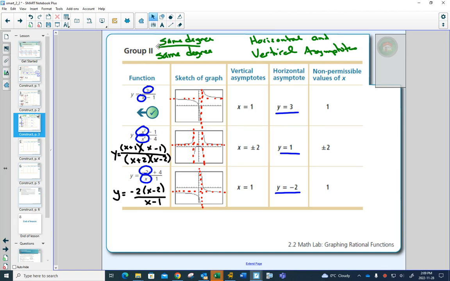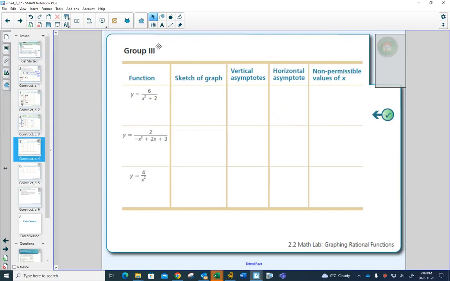All right, group 3. Group 3, we went from parabola over line, the degree bigger on the top, then the degree's the same, and now we're going to have the degree bigger on the bottom. So this could be a line over a parabola. The degree is bigger on the bottom.